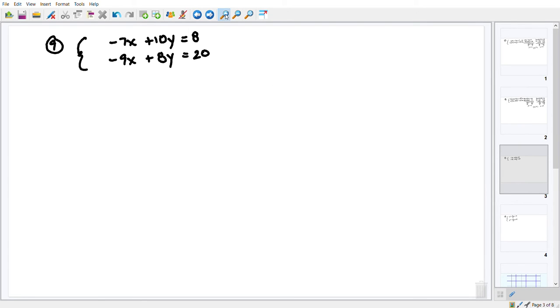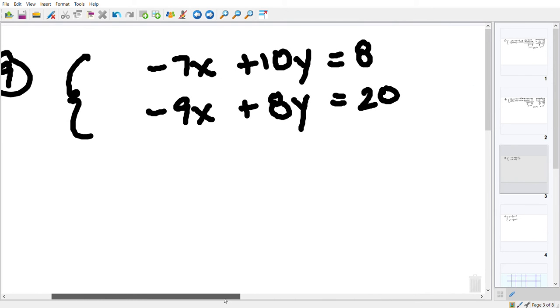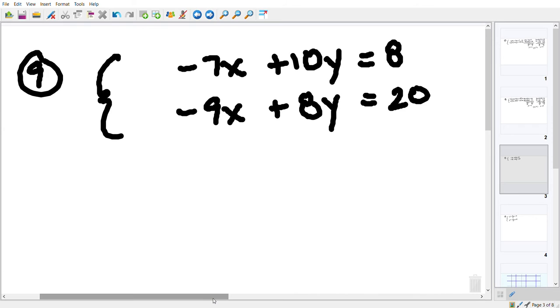Number 9, circle number 9, and think about what numbers we want. So the x's are both negative, the y's are both positive. So there's no clear choice based off the signs. What can my x's become if I have a 7 and a 9? No? Hey, 63, there we go.